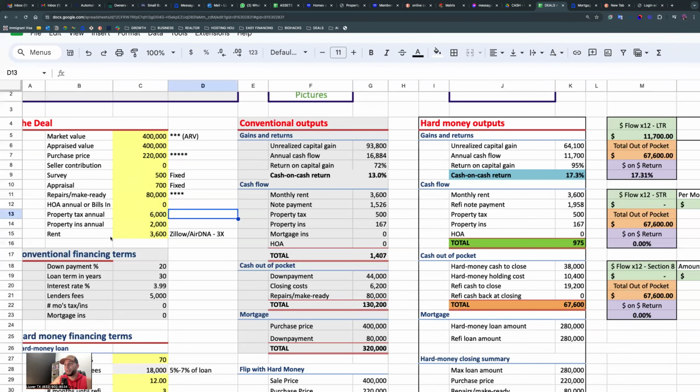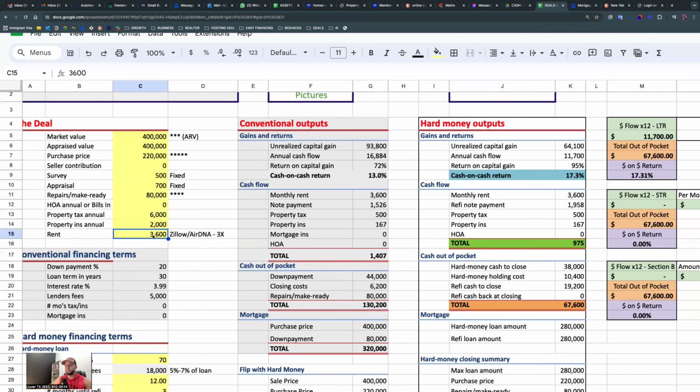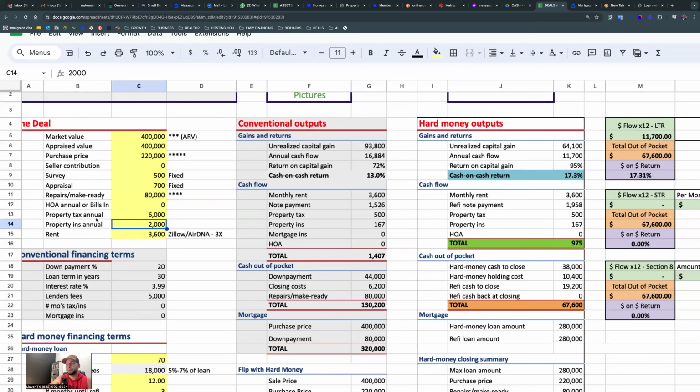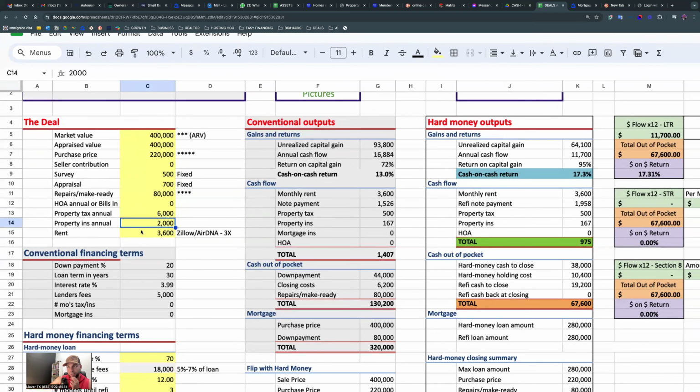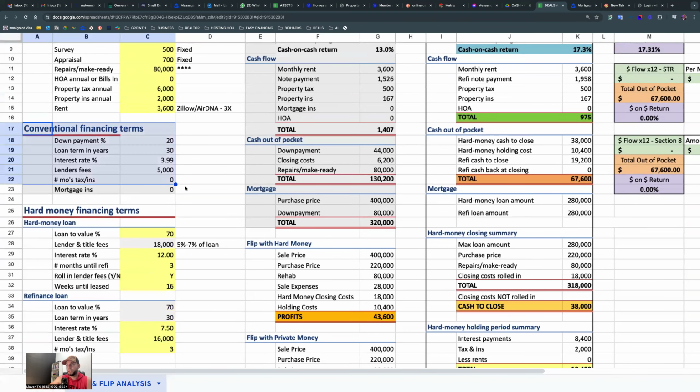Okay, then you have the rent. This is super important because the cash on cash return and the cash flow are going to be calculated based on that. And of course, the property insurance per year. So we have property taxes per year and insurance per year. Remember, this is a spreadsheet based on BRRRs, to do BRRRs mainly. So conventional, we're not going to touch this one.